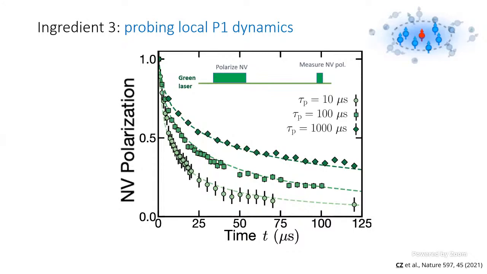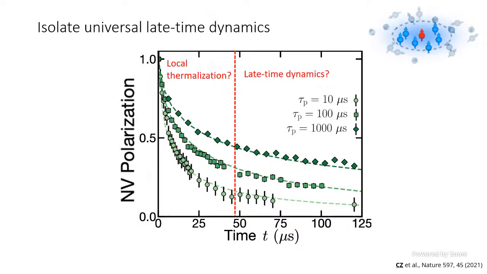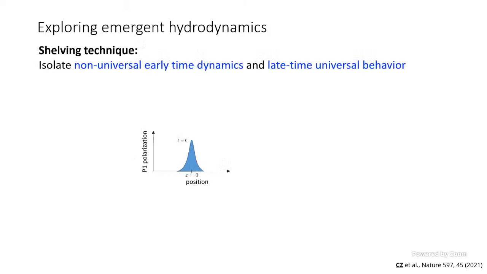However, in order to study the emergent hydrodynamics, the fourth ingredient we want is how do we distinguish the local thermalization from the late time emergent dynamics? Where is the time we want to cut, to look at the late time dynamics? So in this case, we use a shelving technique, where we use the highly off-resonant plus one state to isolate the non-universal early time dynamics from the late time universal behavior.